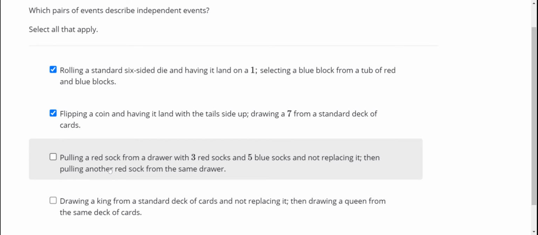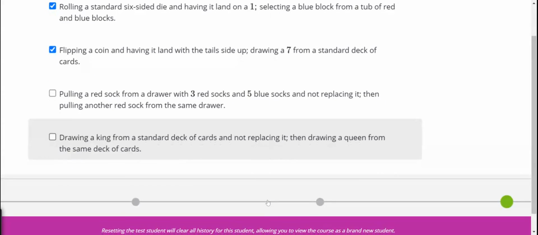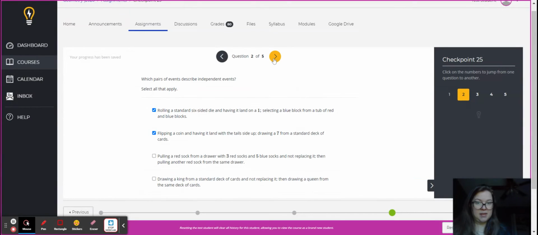Pulling a red sock from a drawer with 3 red socks and 5 blue socks and not replacing it. That's the big thing. If they don't replace it, look at here. I don't even need to read the next one. I see not replacing it. Those can't be it. Okay.